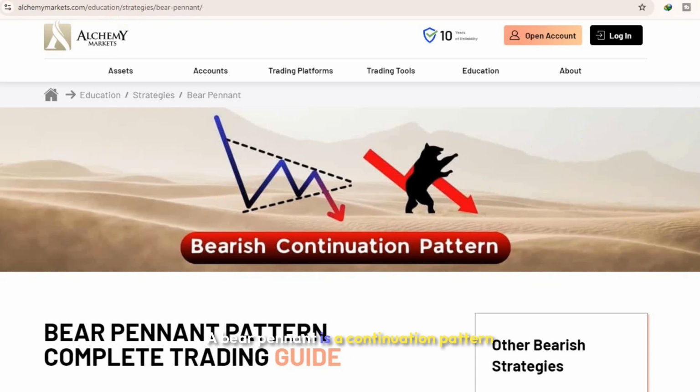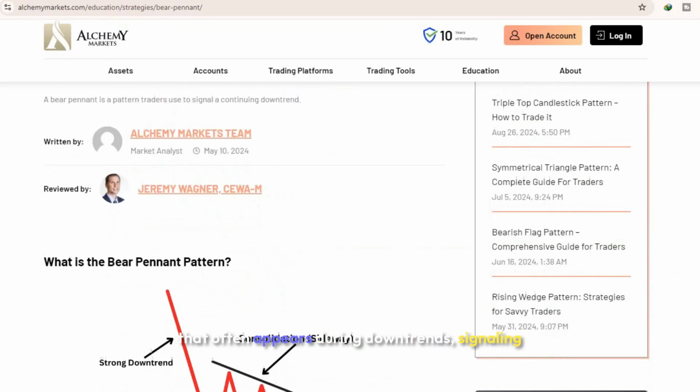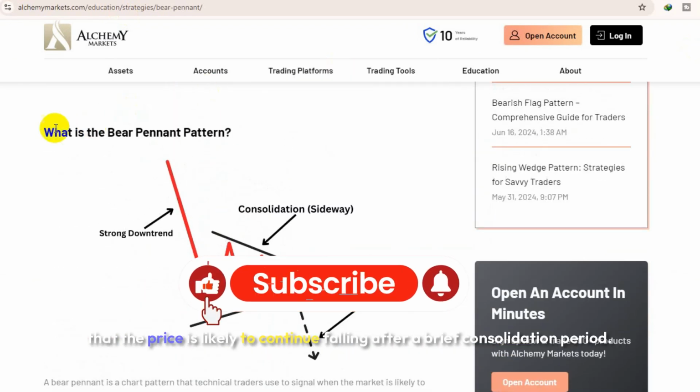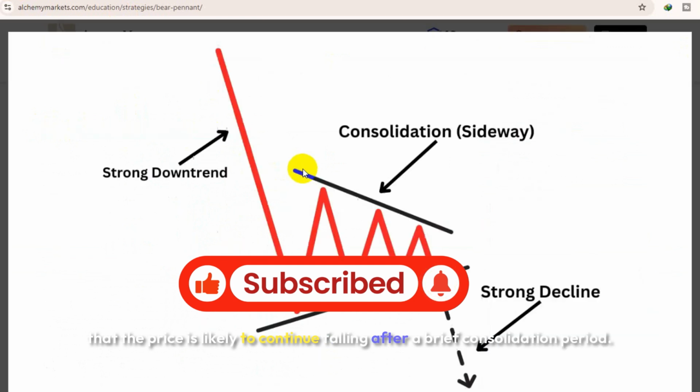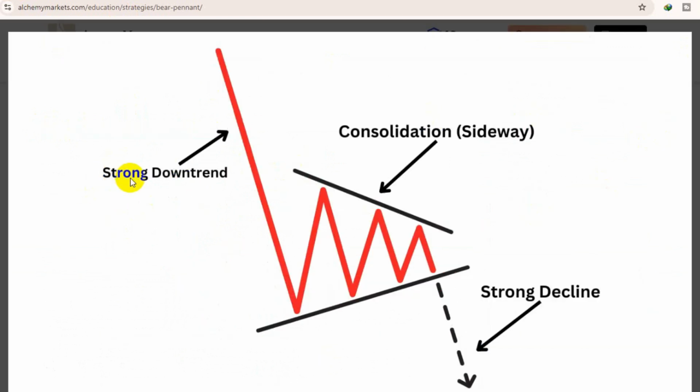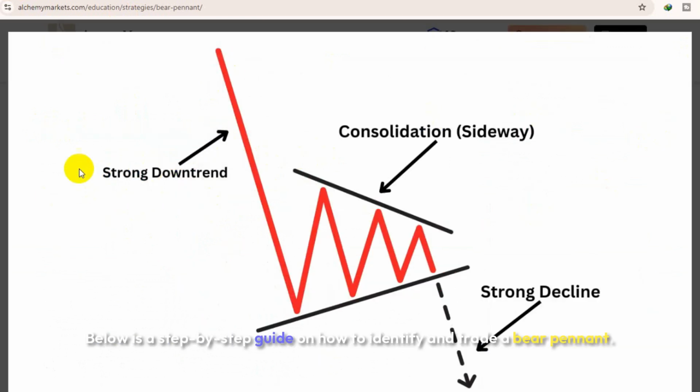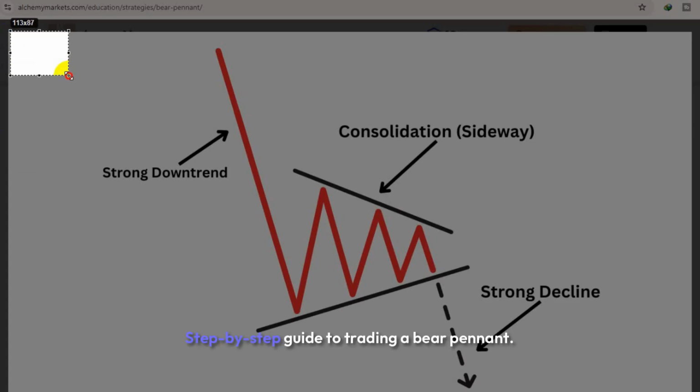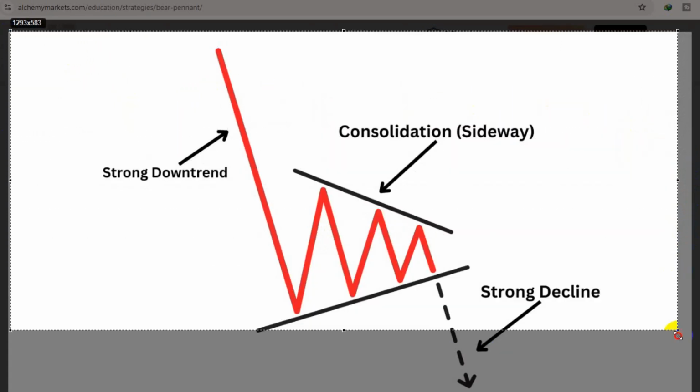A bear pennant is a continuation pattern that often appears during downtrends, signaling that the price is likely to continue falling after a brief consolidation period. Below is a step-by-step guide on how to identify and trade a bear pennant. In the previous classes I have shown the bull pennant. Today I will show you a step-by-step guide to trading a bear pennant.